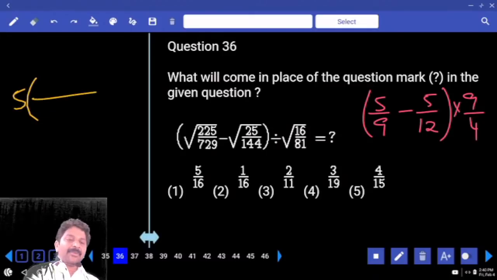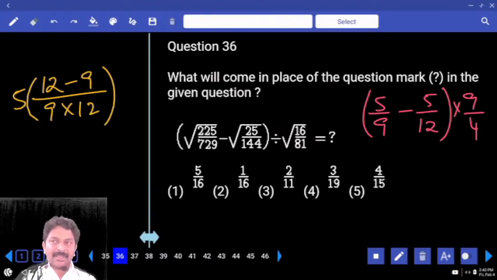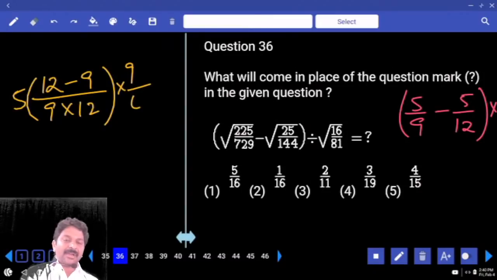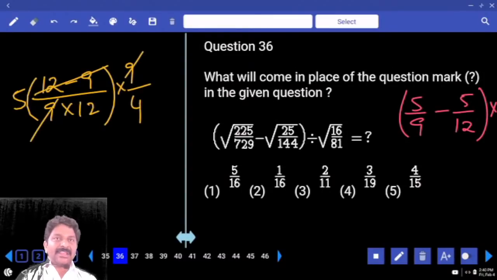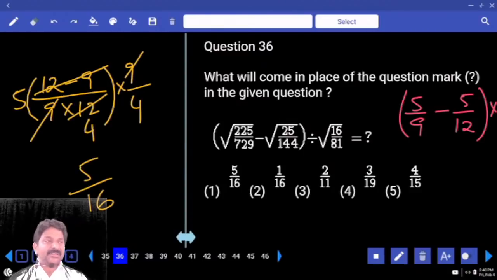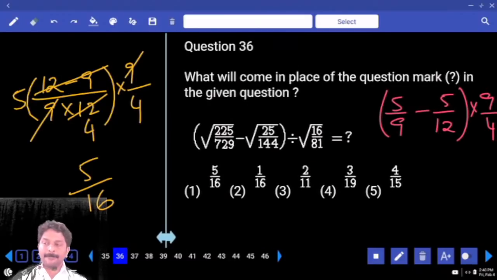Correct? Let me directly take 9 and 12 here. So in numerator we will be having 12 minus 9. Understand? I'm not taking actual LCM. I'm taking direct number. I'm treating it as A comma B. Okay. And then into 9 by 4 we have. Correct? 9 gets cancelled. Numerator 12 minus 9. 3 how many times? That is 5 by 16. Next.